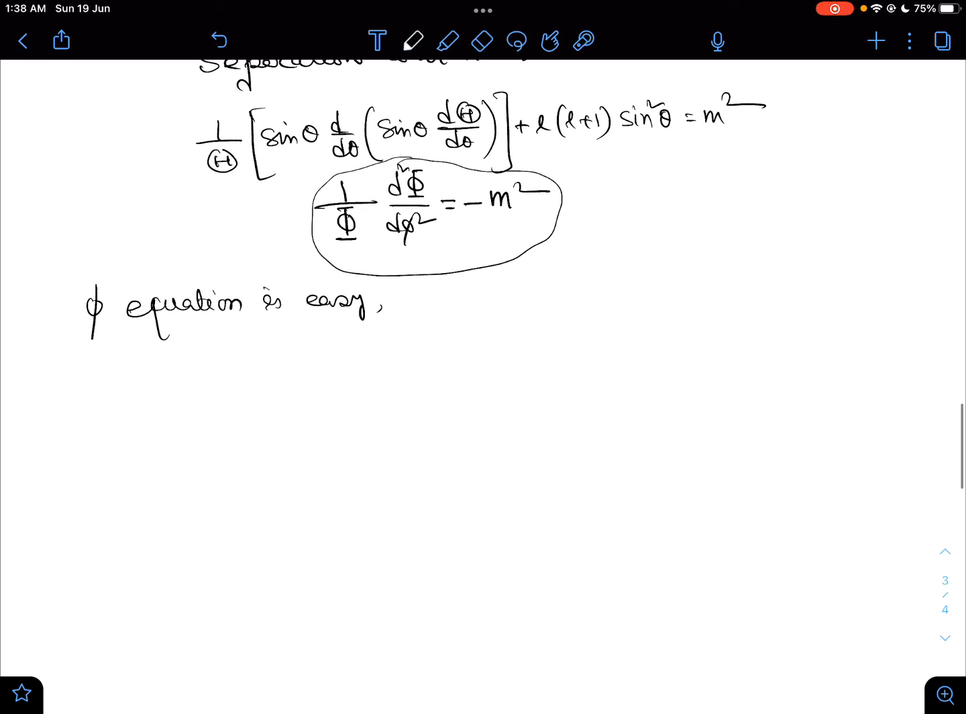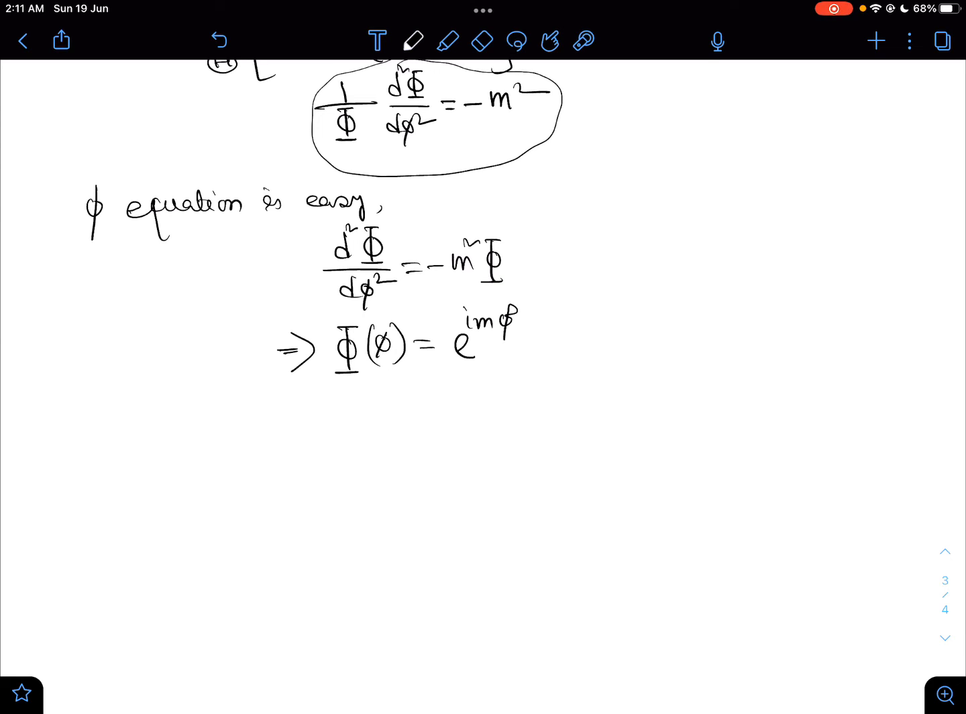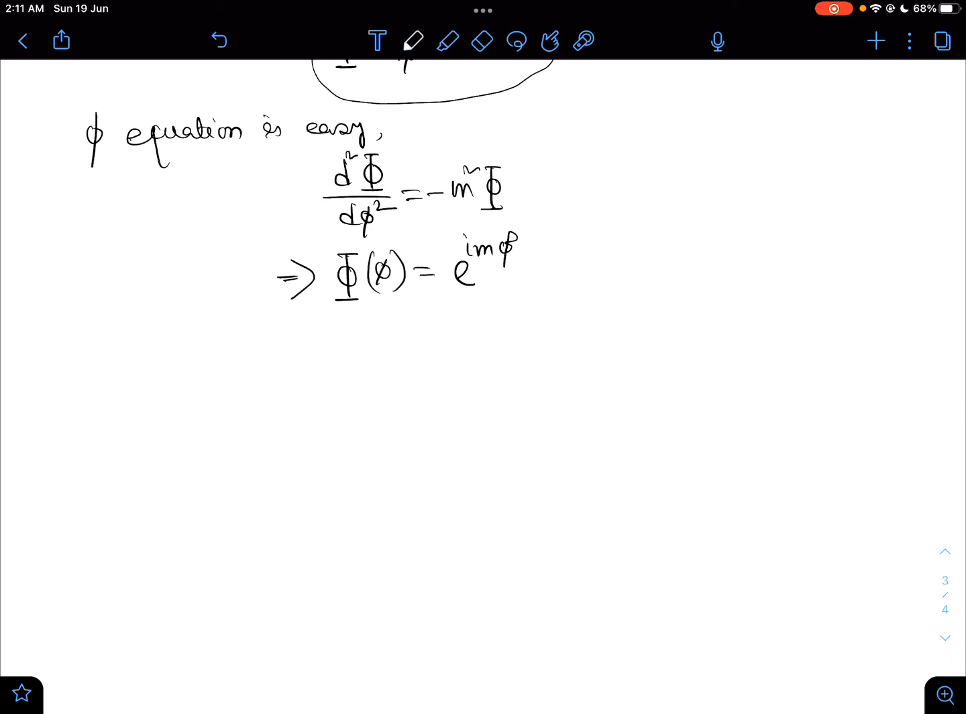So what we have is d²Φ/dφ² = -m²Φ. So what will the solution look like? The solution will be Φ(φ) = e^(imφ). Now, we know what φ represents.